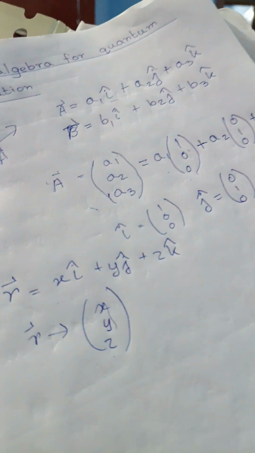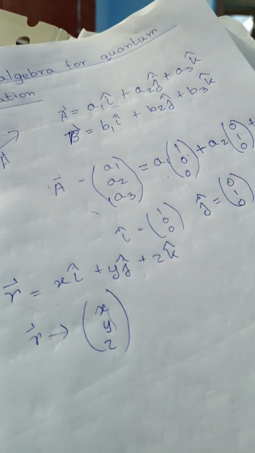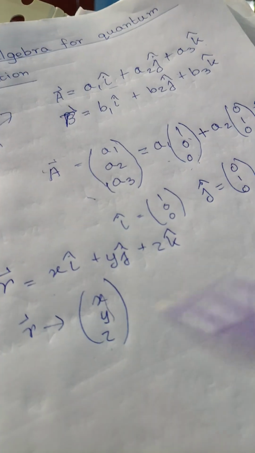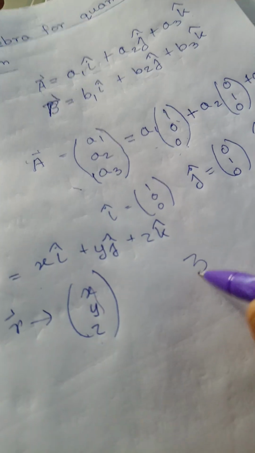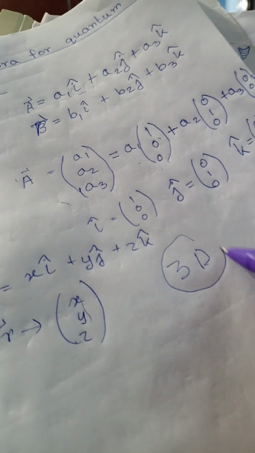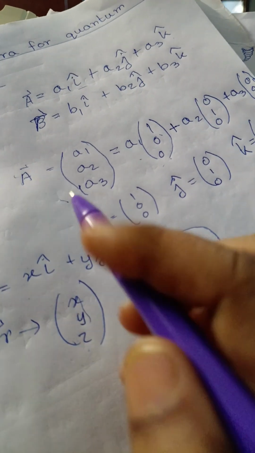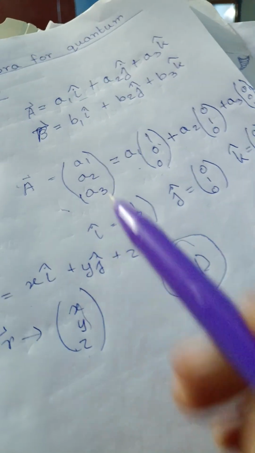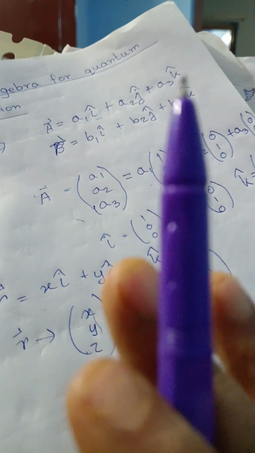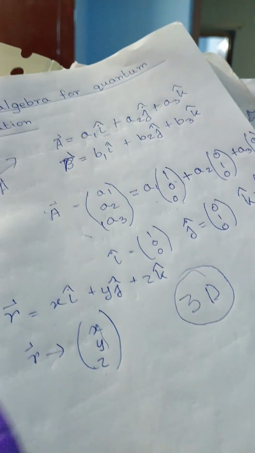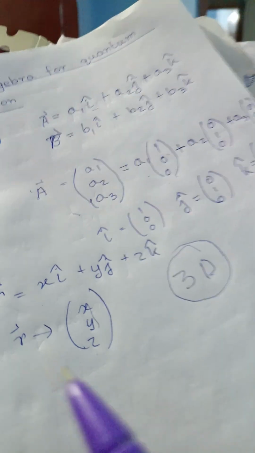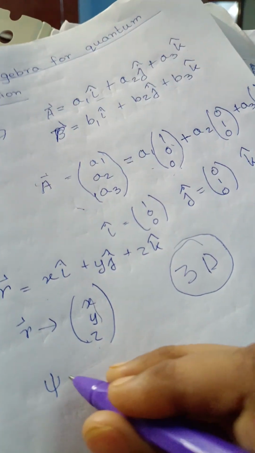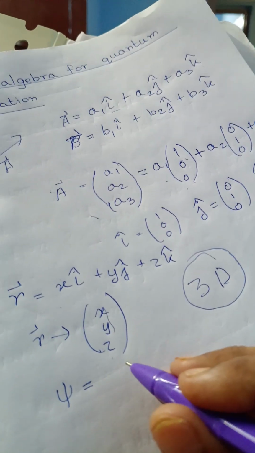In our day-to-day life, every time we encounter a three-dimensional vector, because we are living in a three-dimensional space. Here all the vectors are represented by a column matrix having three elements. But just imagine, in a quantum system, a state psi can have various components.